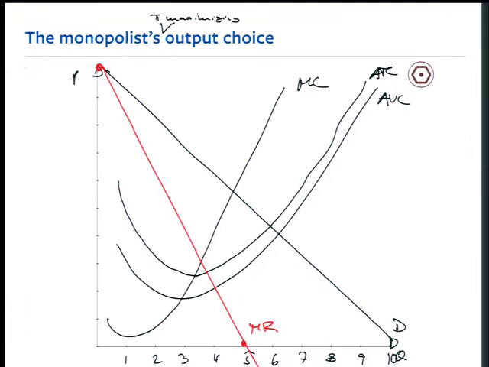So here's what we've got to do. The monopolist is like any other old firm. It maximizes profit where marginal revenue equals marginal cost. And then we're going to look at that output quantity and see whether price is higher than average variable cost, to see whether the monopolist should actually produce. Okay, so let's do the first part, the output decision.